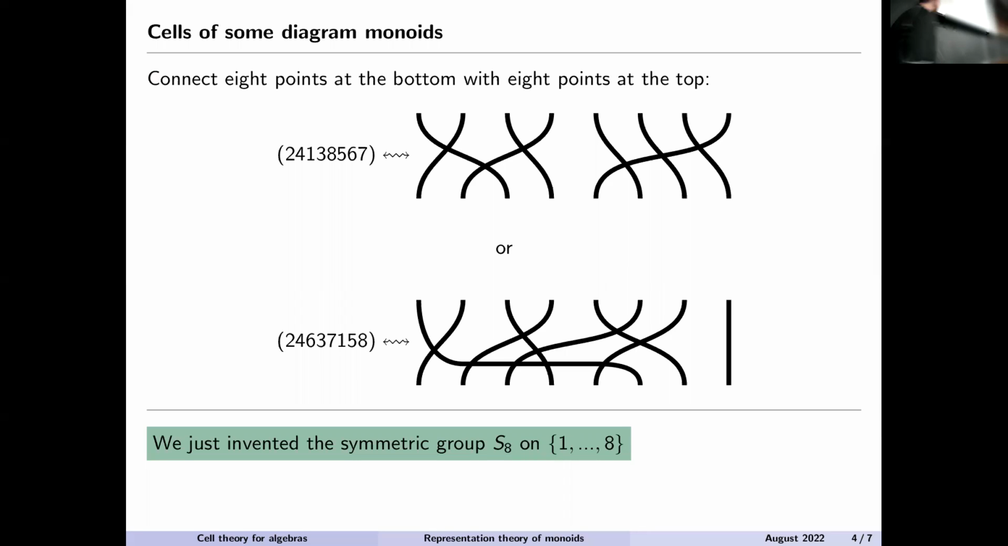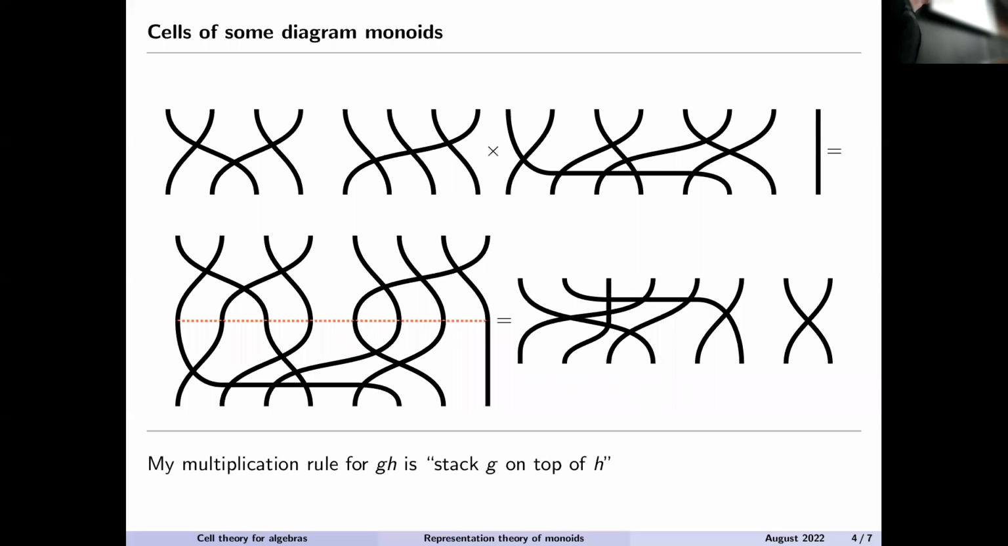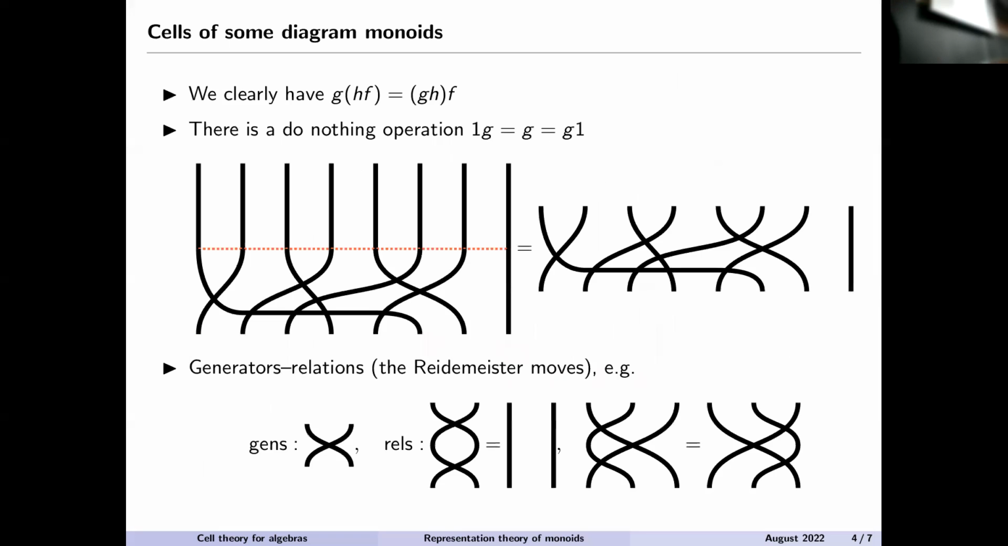Two examples. And this is the symmetric group on 8 strands. It has the usual picture. You can compose everything by just stacking it. In my notation, you stack the left one on the top, and you can straighten it out, and you get a new picture in the symmetric group. So we just invented the symmetric group, and you can check that everything works.